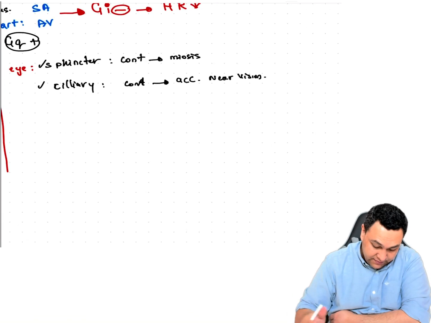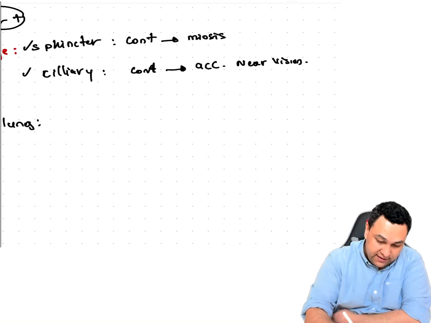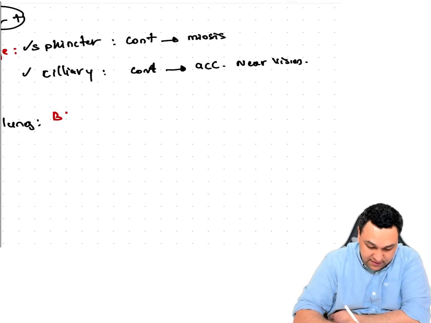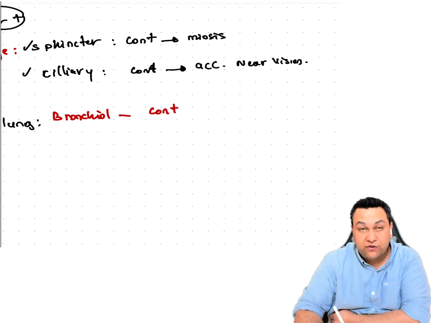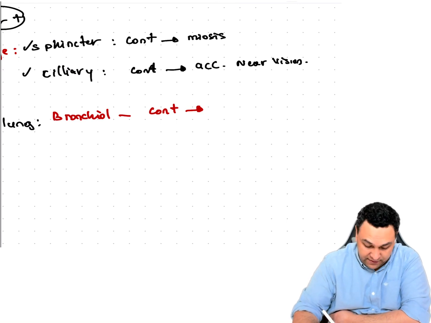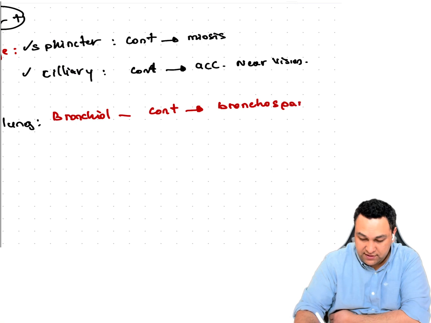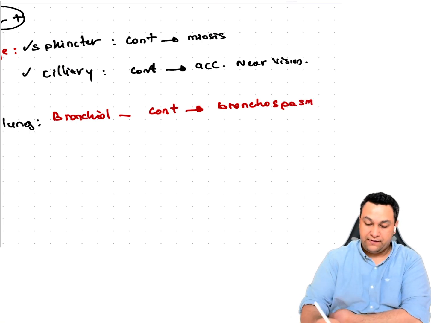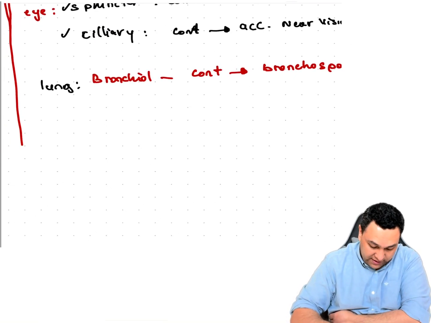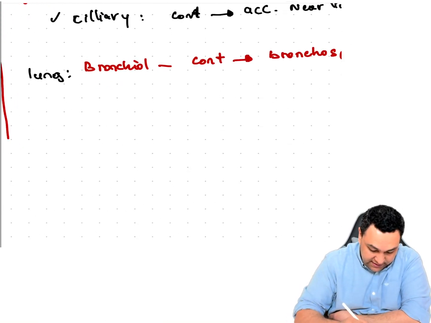So let's say another example, the lung. In the lungs, we also have M3 receptors, especially in bronchioles and glands there. Now, if we stimulate M3 in the bronchioles, again, it will bring contraction, because it's a positive stimulatory pathway, and the contraction in bronchioles will bring what? Bronchospasm, which is not a good idea to have in asthmatic patients.